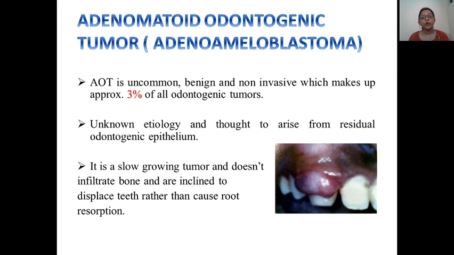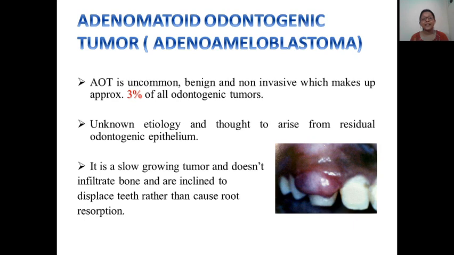Now adenomatoid odontogenic tumor, which is also known as adenoameloblastoma. It is an uncommon, benign and non-invasive tumor which makes up approximately 3% of all the odontogenic tumors. It has an unknown etiology and is thought to arise from residual odontogenic epithelium. It is a very slow growing tumor and does not infiltrate the bone, and it is inclined to displace the teeth rather than cause tooth resorption. It displaces the roots of the adjacent tooth.